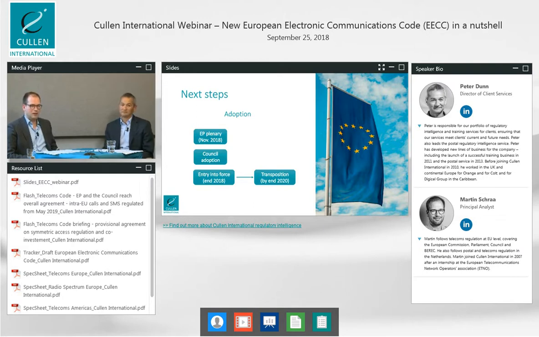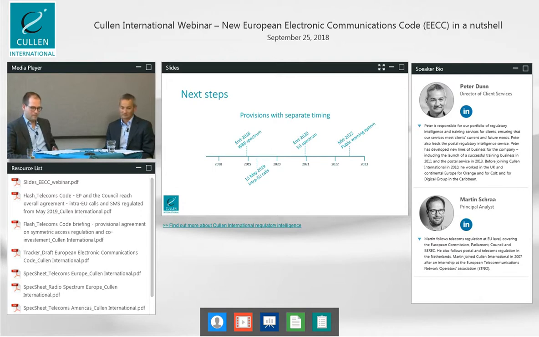It will then enter into force, if everything goes well, probably by the end of 2018, which means that the clock starts ticking for member states to transpose it into national law within 2 years, so by the end of 2020. So by the beginning of 2021, the code should be fully effective for all member states. There are a few provisions, however, that have some separate timing. For example, the release of wireless broadband spectrum, like Peter mentioned, in the 3.4 to 3.8 gigahertz band and in the 26 gigahertz band, is expected by the end of 2018.